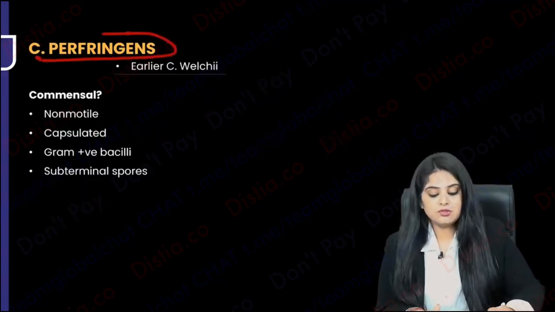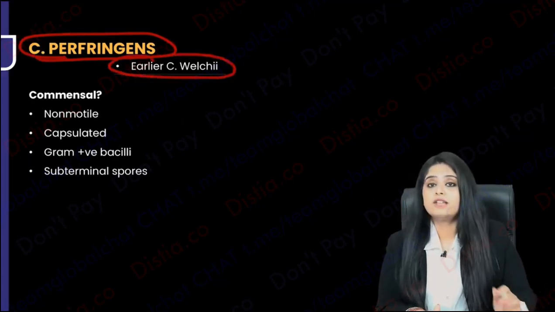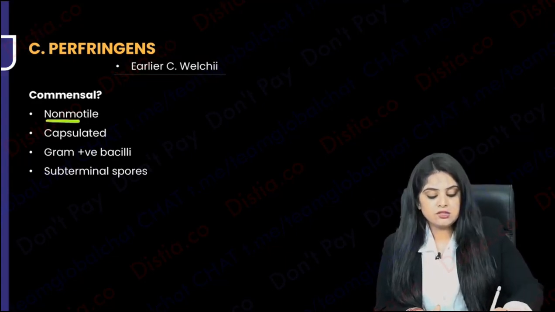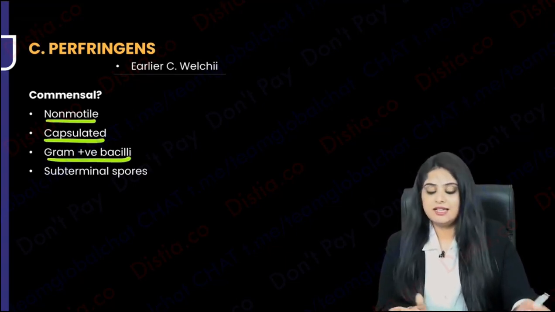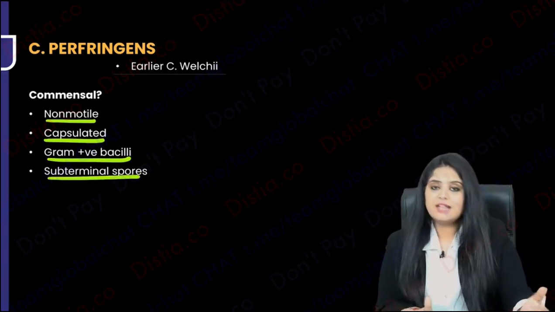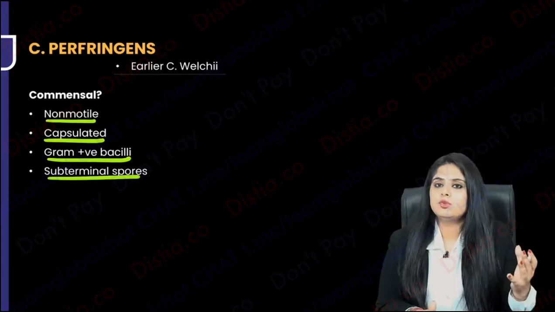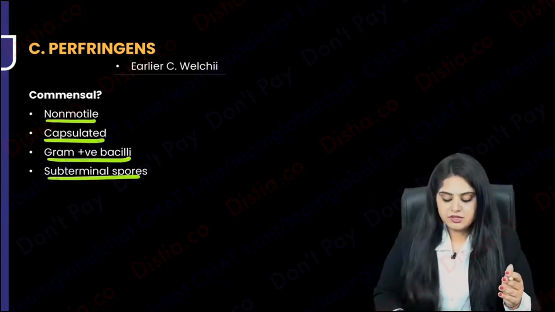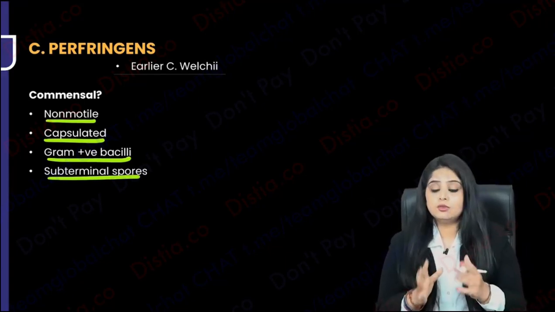So now we come to Clostridium perfringens, which was earlier known as Clostridium welchii. Let's begin with that. Like I told you, it is non-motile and it has a capsule and it is a gram-positive bacilli. And I've told you the most common location is subterminal spores. So now you realize if you've done the PCB, PMT and spores topic, you don't have to do it for every organism separately. Now you know which one is coming under which category.